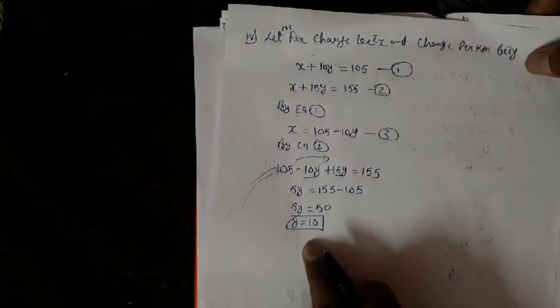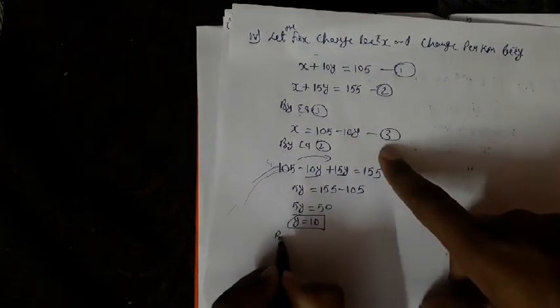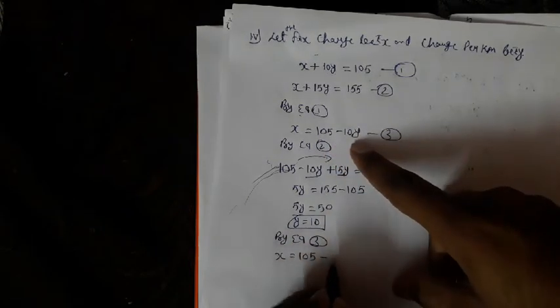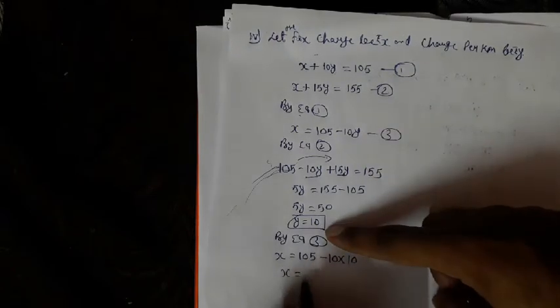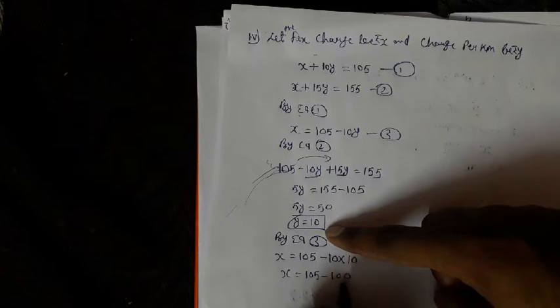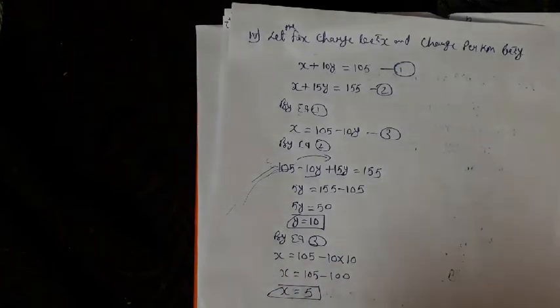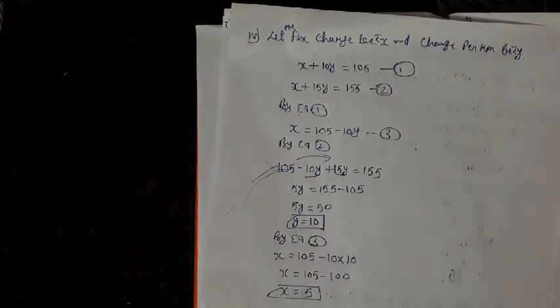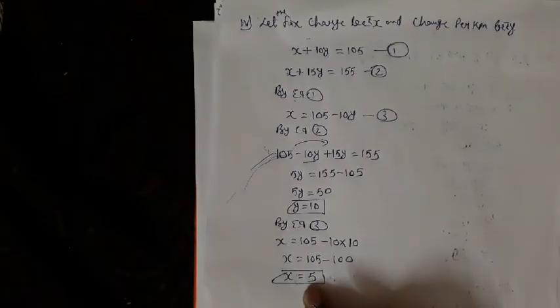10. So the charge per kilometer is 10 rupees. Now I'm putting its value in equation third. By equation third, x equals 105 minus 10 into what? Instead of y we have to take 10. So x equals 105 minus 10 into 10, that is 100. So x equals what? 5. So 5 rupees is the fixed charge they have to pay, and 10 rupees per kilometer charge they have to pay. Clear? The fixed charge is 5 rupees and the charge per kilometer is 10 rupees.